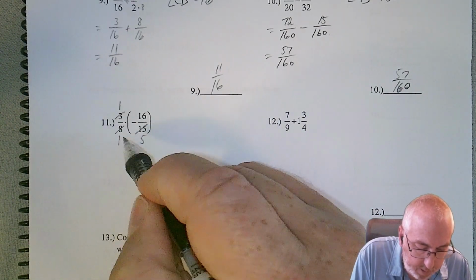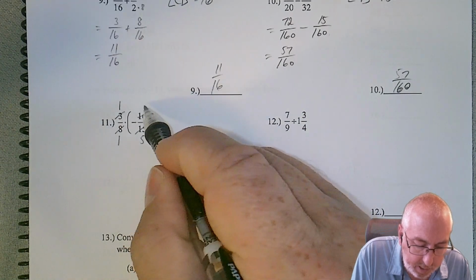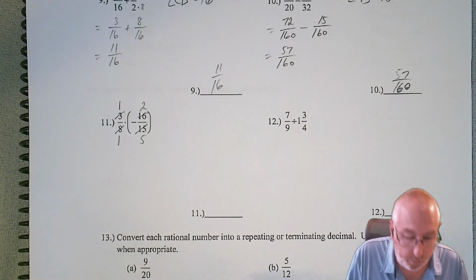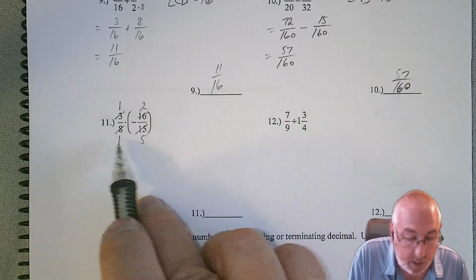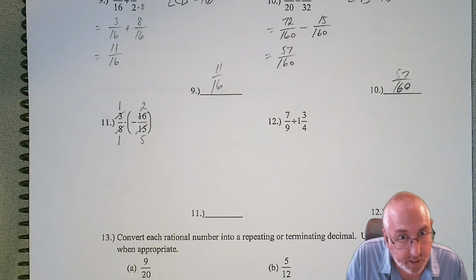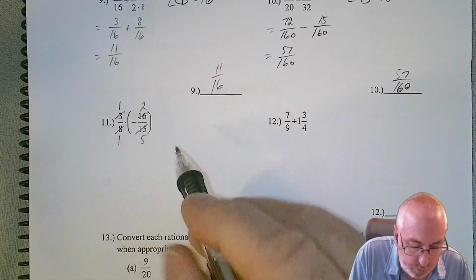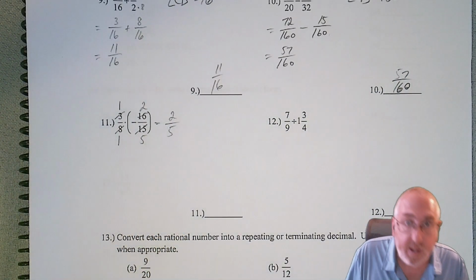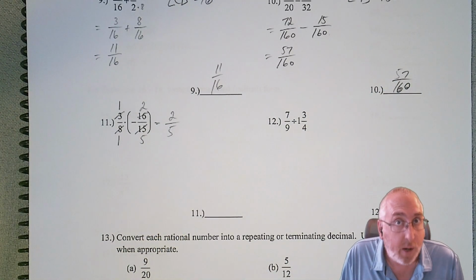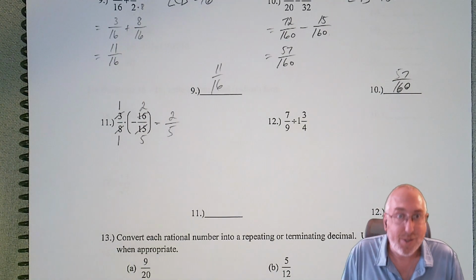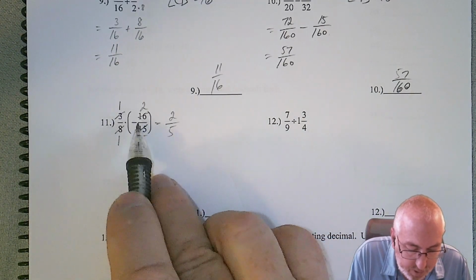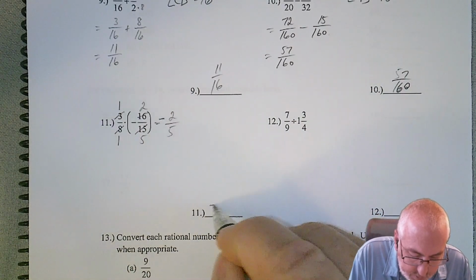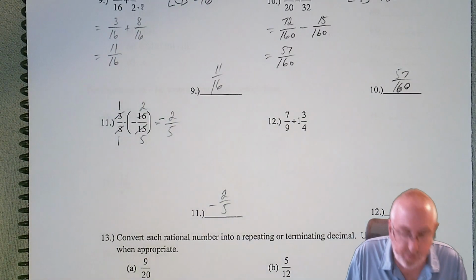So we can cross cancel. 8 goes into itself once. 8 goes into 16 twice. So now we have a lot smaller numbers to deal with, and we can multiply straight across. Don't cross multiply, straight across. So 1 times 2 is 2. 1 times 5 is 5. And the only other thing you need to check is what? Yes, the sign of your answer. In this case, because one of our numbers was negative, we know that the answer better be negative. So negative 2/5 should be your answer on that one.